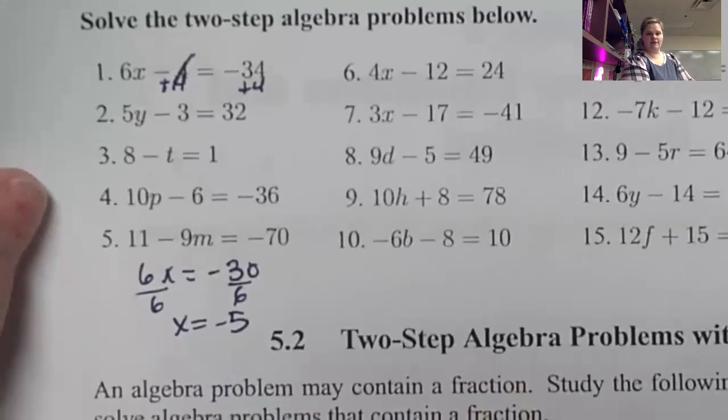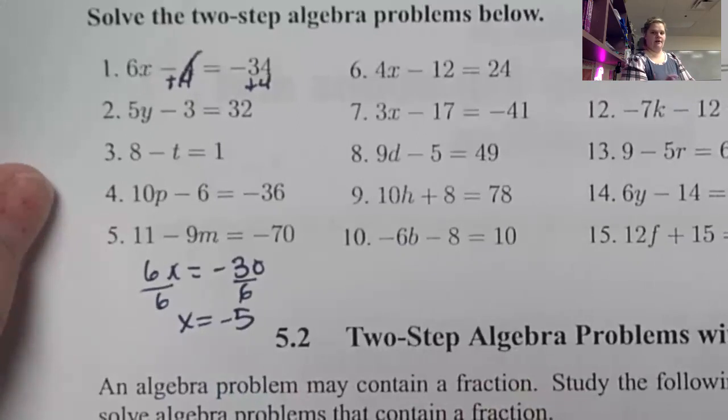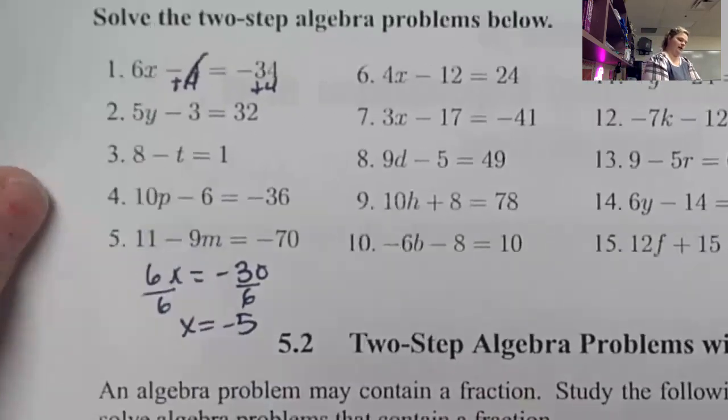So just remember, you have to do the inverse operations and you got to keep it even. So whatever you do to one side, you have to do to the other. So that's a basic two-step problem.